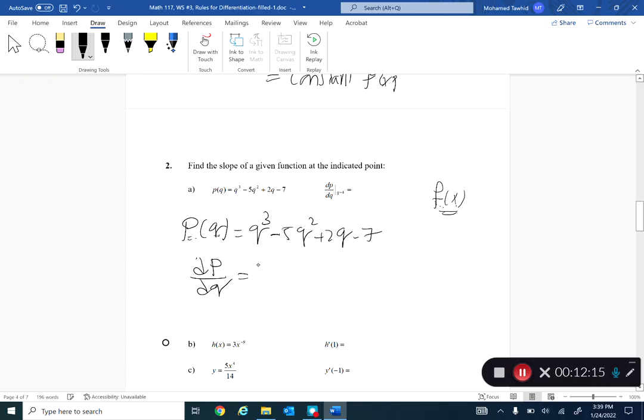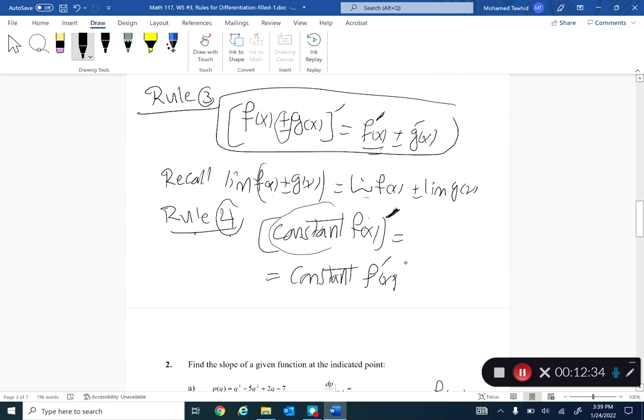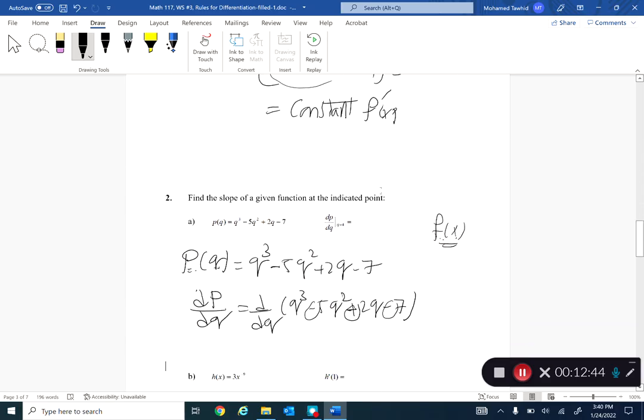So now how to take the derivative with respect to q here, of q cube minus 5q squared plus 2q minus 7, right? So what do you have in the middle? Minus. You have here plus, you have here minus. Then according to the rule above, if you have f of x plus or minus g of x, then you take the derivative term by term. The derivative of the first term, whatever you have. If you have plus in the middle, write plus. If you have minus in the middle, write minus. Then you take the derivative term by term.